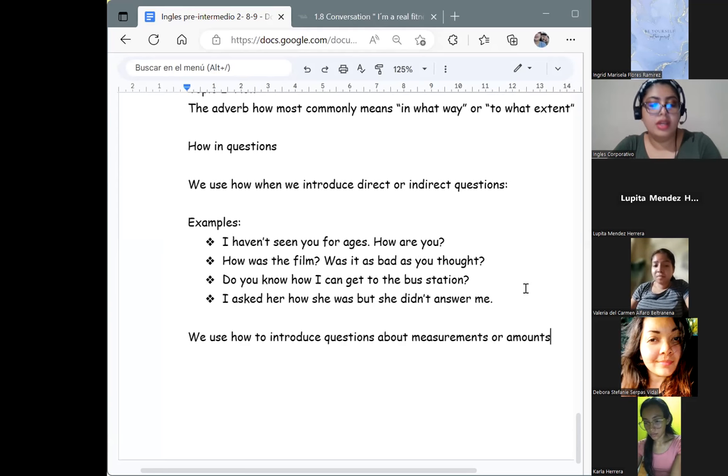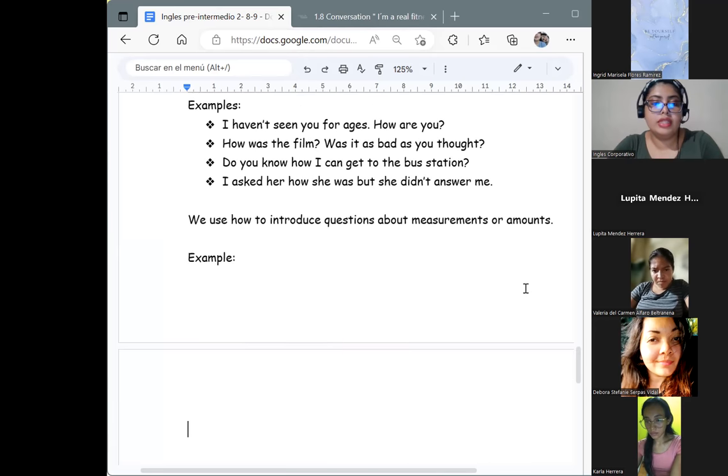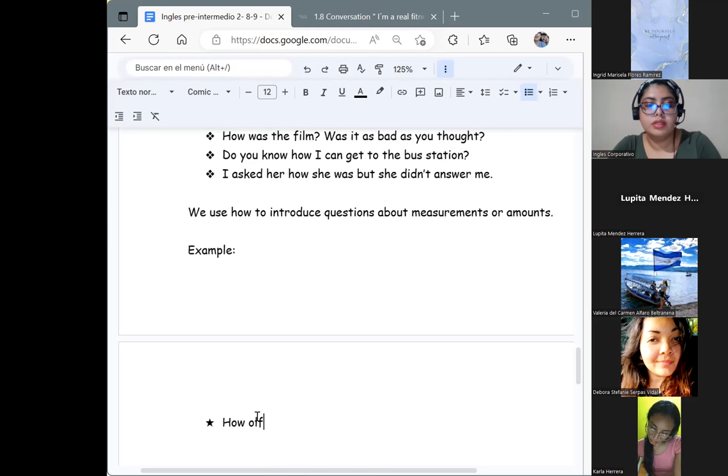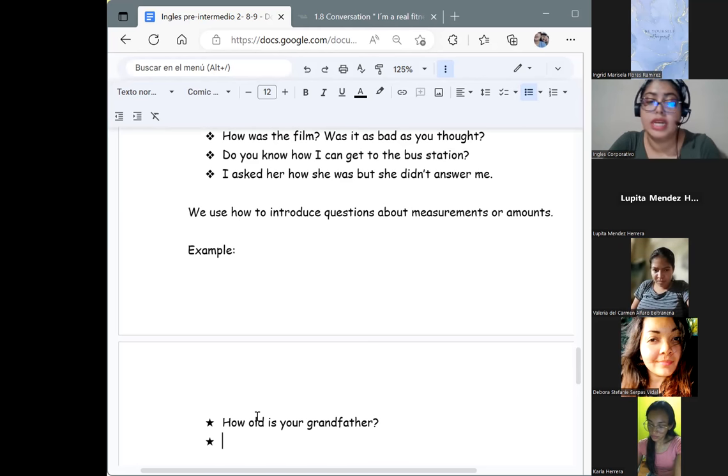So in this case, we have examples also related to this part. We are talking about the age in the first one. How old is your grandfather? ¿Cuál es la edad, verdad, de tu abuelo? En este caso, podríamos decirlo, ¿qué tan viejo está? Pero nos referimos a la edad.